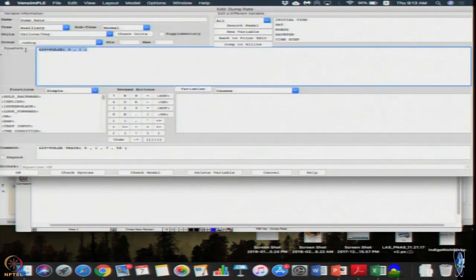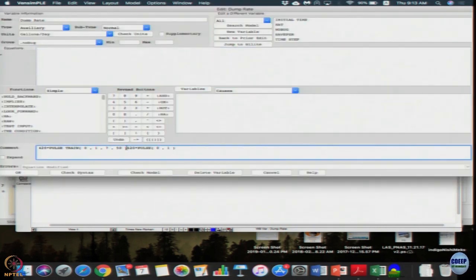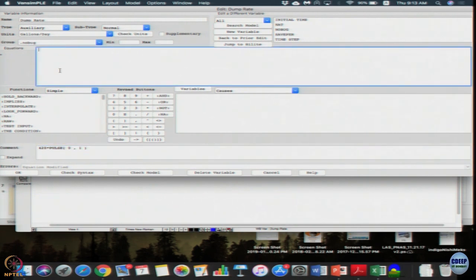Let me get that here. There is another function called pulse train. What pulse train does, as the name suggests, is give a pulse input periodically. In this case, it gives a pulse input starting at time 0 with a duration of 1, and that repeats every 7 days, that is once a week. Every 7 days it repeats, and the end time is 50.